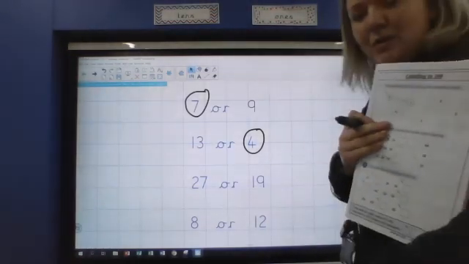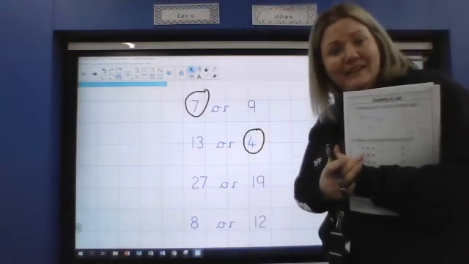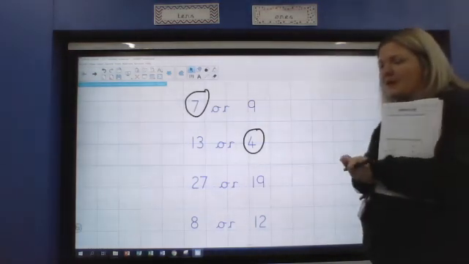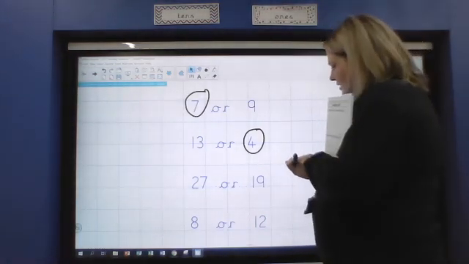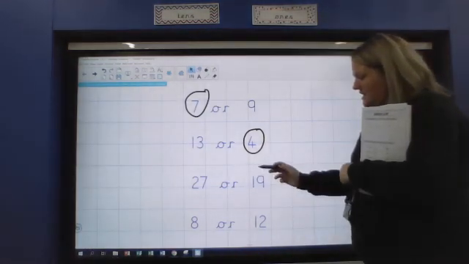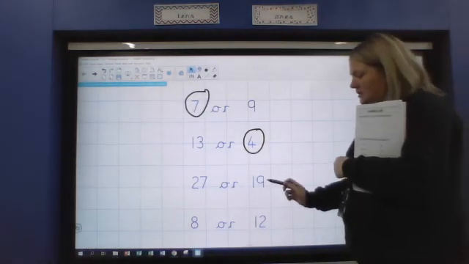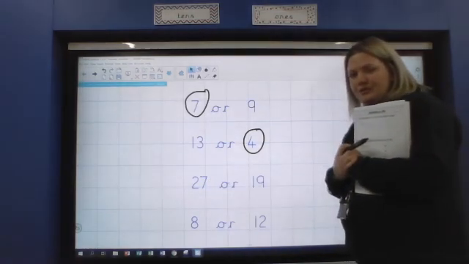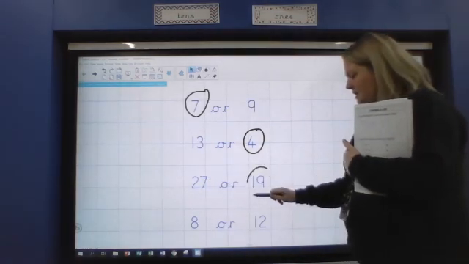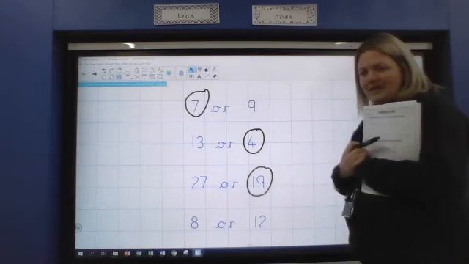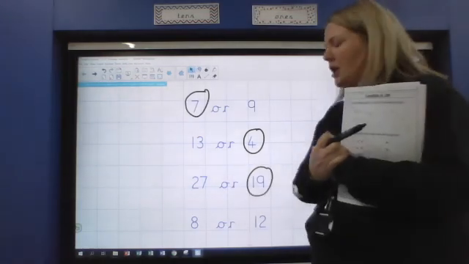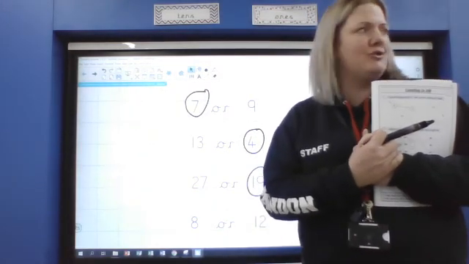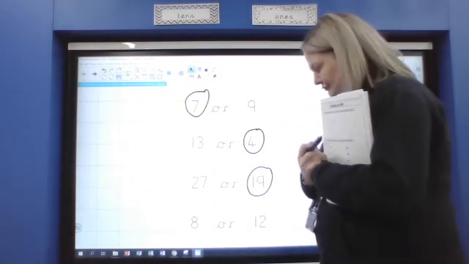The next one is 27 or 19. Which is the smallest number out of those? Thinking back to our 10s and 1s, this has got 1 ten and 9 ones, and this has got 2 tens and 7 ones. So this is our smallest number. And the last one, 8 or 12, which is the smallest number out of 8 or 12?